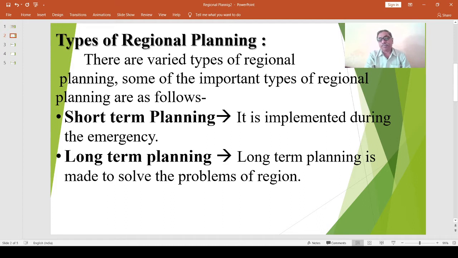Before discussing the types of regional planning, it is necessary to know that every nation requires planning, whether developed or undeveloped. As far as types of regional planning are concerned, there are various types. The conception of regional planning is stated from broad to narrow. Some of the important types of regional planning are as follows.